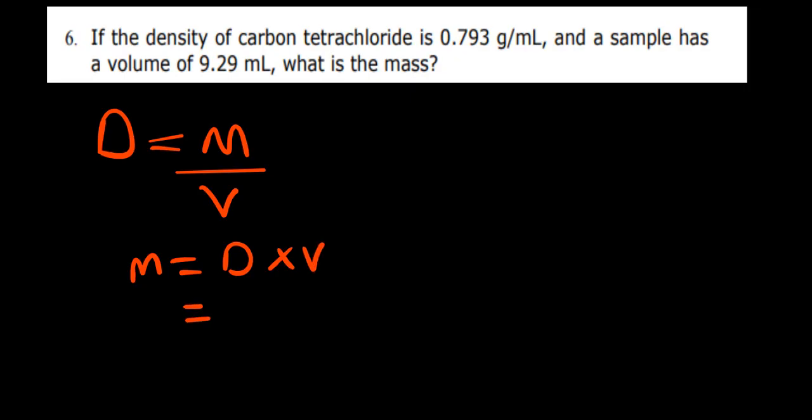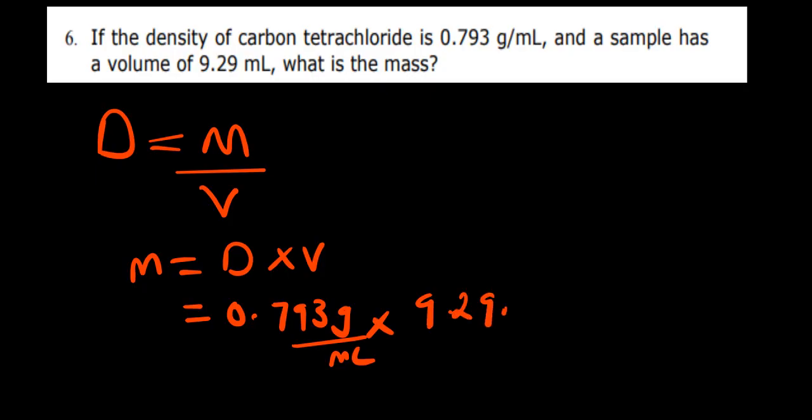Now we've been given a density of 0.793 grams per mil, multiplied by the volume. The volume they've given us is 9.29 milliliters. So what are we going to have as our mass? The milliliters and the milliliters are going to divide, and when we multiply what is on top, on my end I'm getting the mass to be 7.36 grams. You're done.